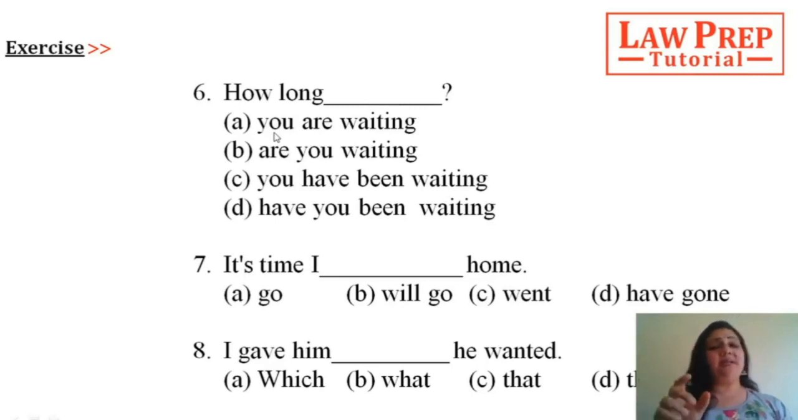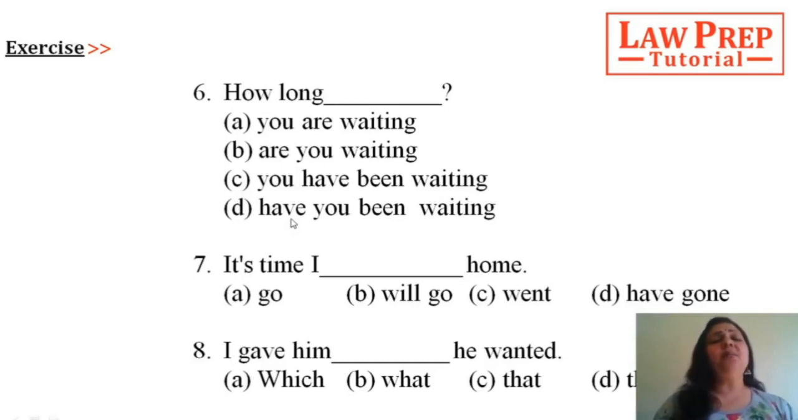Like, I make a sentence. How long? Because we need a helping verb. Have you been waiting? How long are you waiting? How long have you been waiting? Since how long, it is talking of a time period, and we need a helping verb in this case.